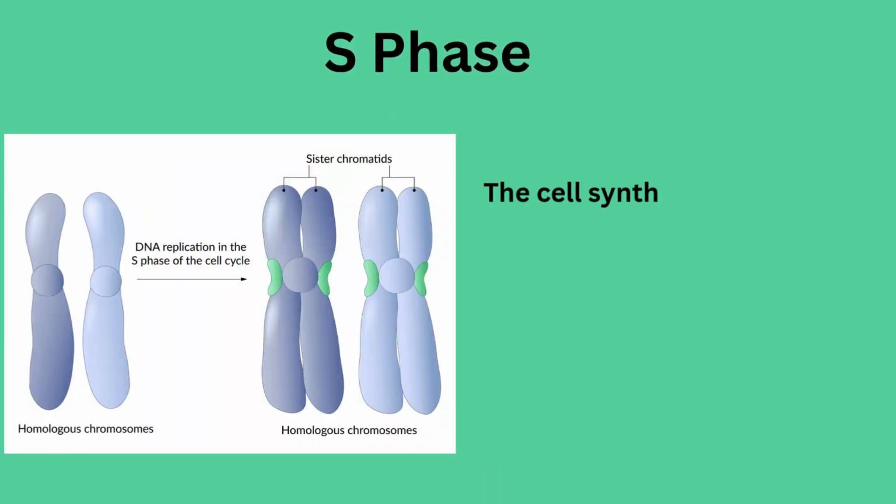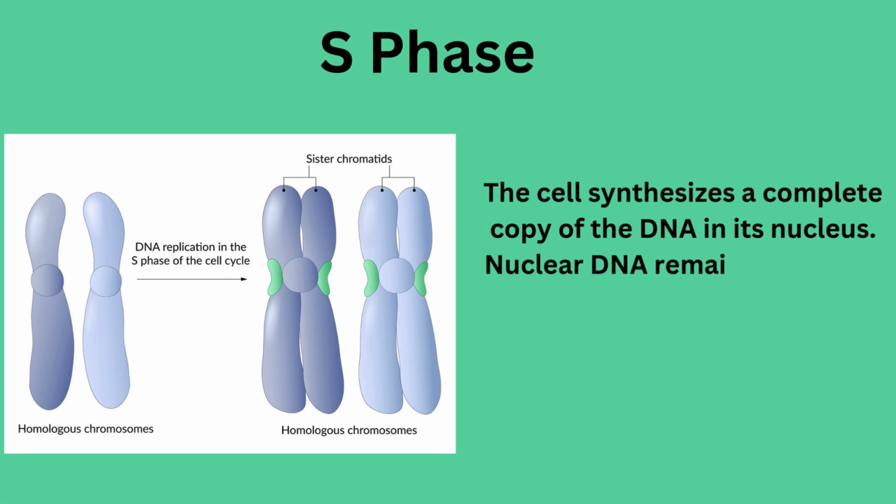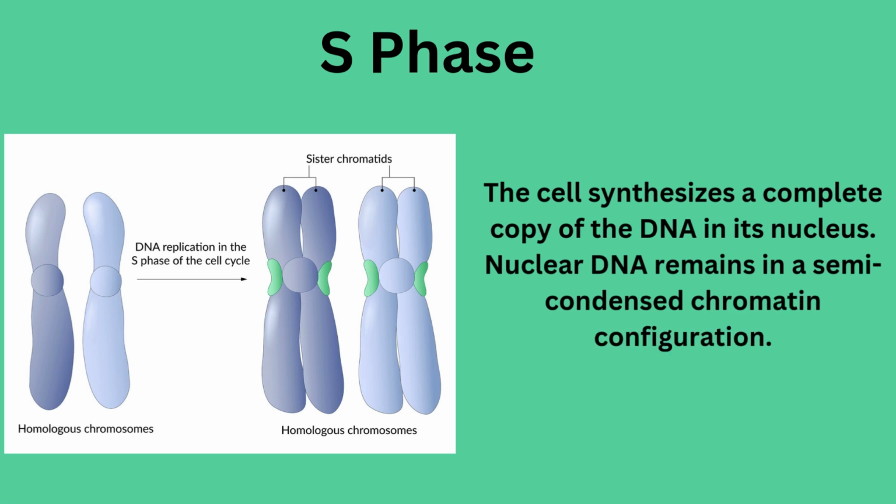The S phase, or synthesis phase, of interphase takes the longest because of the complexity of the genetic material being duplicated. Throughout interphase, nuclear DNA remains in a semi-condensed chromatin configuration. DNA replication results in the formation of identical pairs of DNA molecules, sister chromatids, that are firmly attached at the centromeric region.